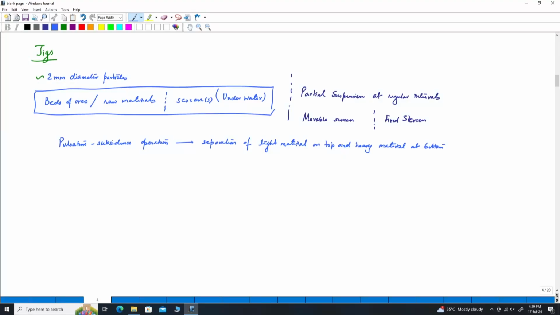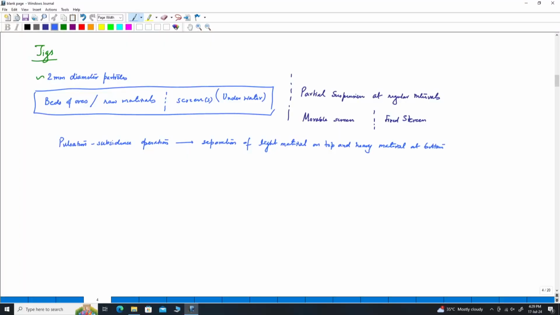And what is continuously done is feed is being charged and light materials that are getting settled are also being removed. So, the jigging process is a continuous process. It is not that one set of feed is provided and it is to be continued. It is a continuous process. So, light separated materials are removed and fresh feed is also added, so that the jigging process is continuously done.